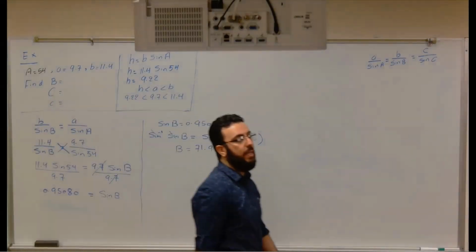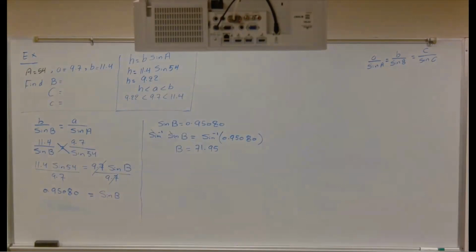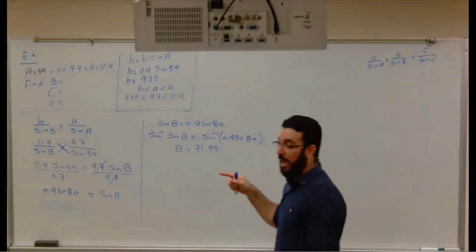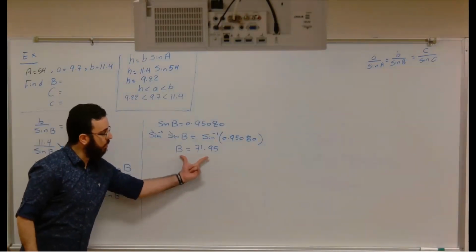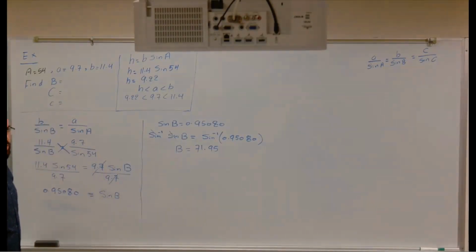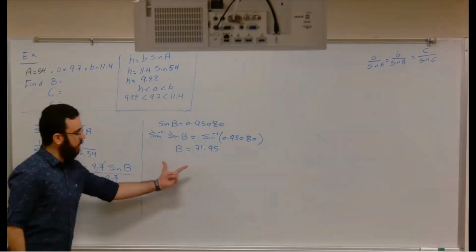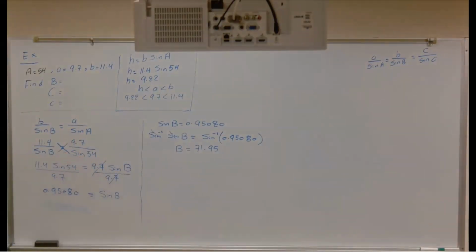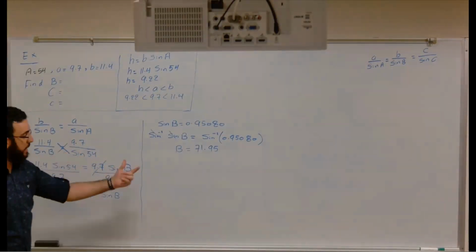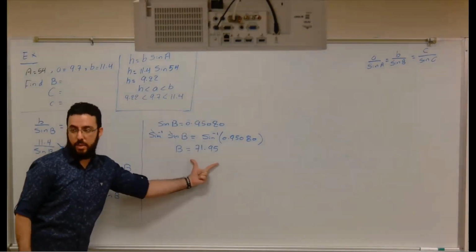If you go back here, how many triangles do we have? 2. That means that's not the only B I have. I have 2 possibles. So here is the first one. Then what about the second one? Here's my first possible. I need to get another B because you have 2 triangles. That means you have 2 possibles. Here's the first one. How am I gonna find the second one?